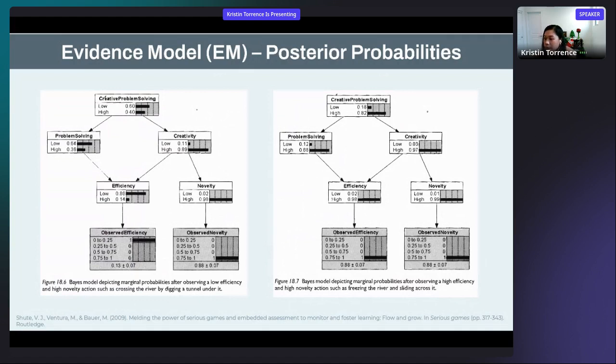In the second example, on the right-hand side, the evidence observed was high efficiency and high novelty. So obviously that leads to a predicted high problem solving and high creativity, which predicts high creative problem solving.